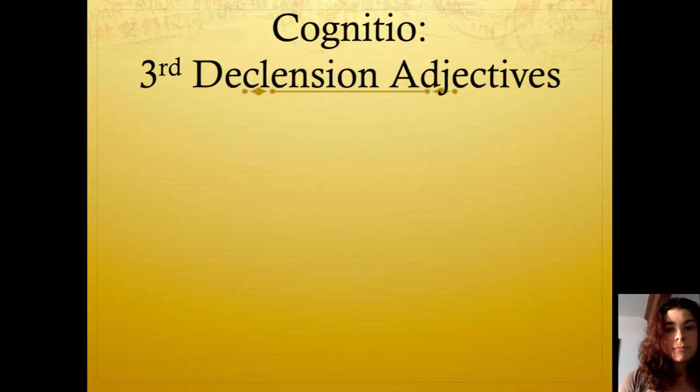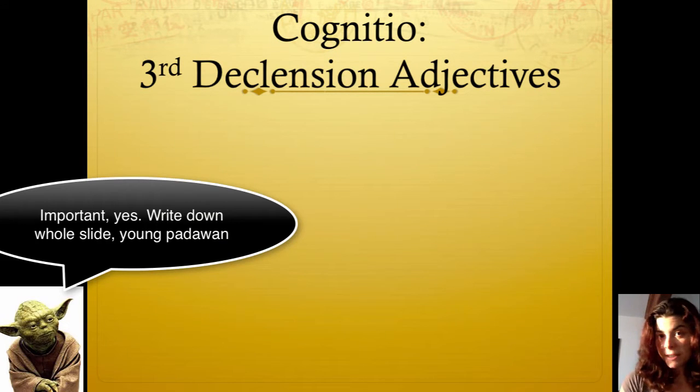So now, let's take a look at what a third declension adjective is going to look like. Think for a minute about the third declension. Ponder what you think that nominative ending might look like, or if there will be a significant nominative ending. So let's take a look.